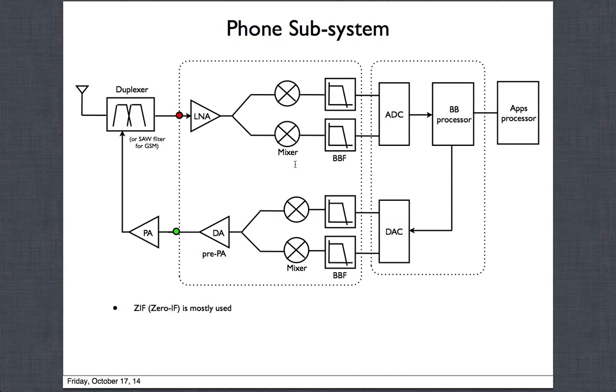Okay, so that's the GSM type system. The GSM type systems are mainly TDD, time division duplexed, where you don't transmit and receive at the same time. Pretty much all the other systems are FDD, where you have two different frequencies for transmit and receive, and we will transmit and receive at the same time.